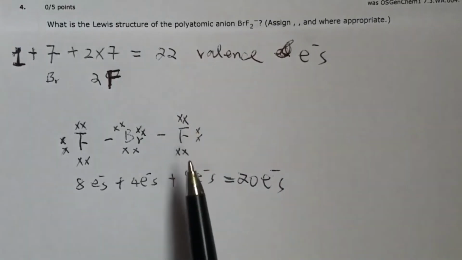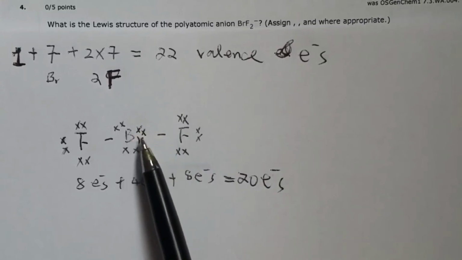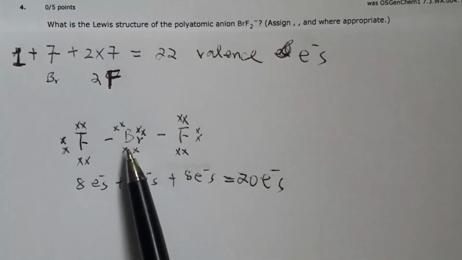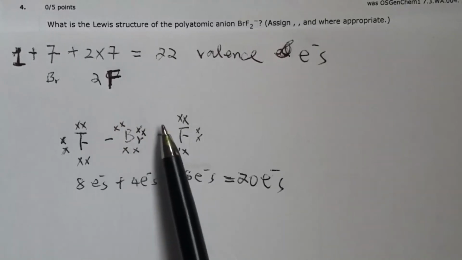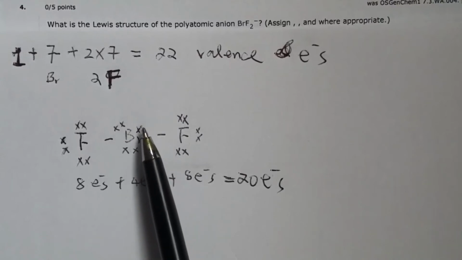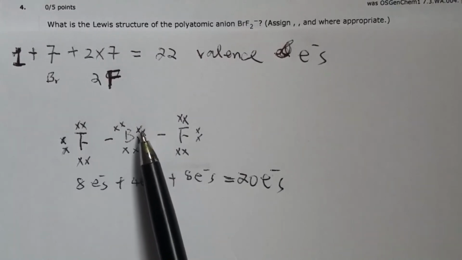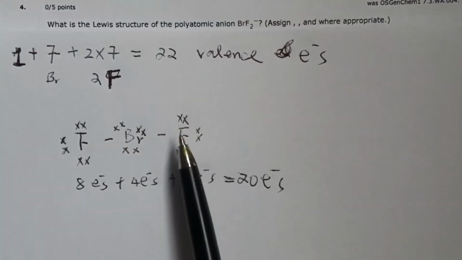What do we do now? We assign the remaining 2, the last 2 electrons, to the central atom. So in this case, bromine. Of course, this does not meet the octet rule, but that's the way you do it. You don't assign the additional ones to the surrounding atoms.